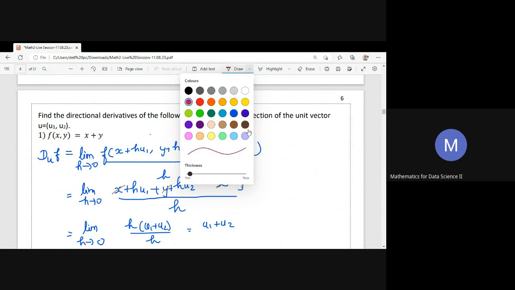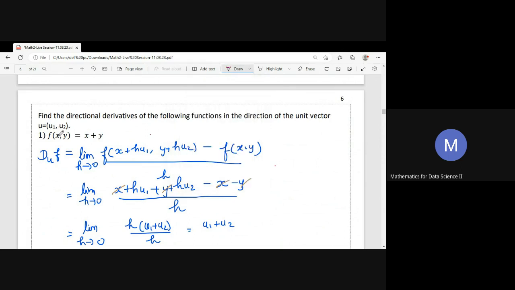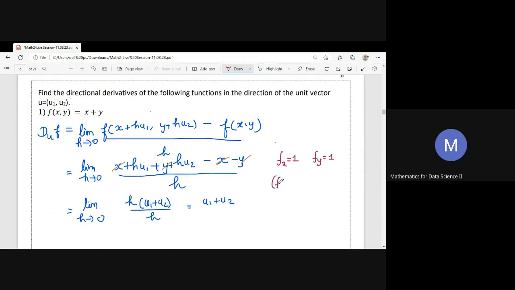What is the partial derivative of f with respect to x? 1. What is the partial derivative of f with respect to y? Again 1. So you consider fx comma fy, which is 1 comma 1, and then take the dot product with the unit vector u1, u2. That gives u1 plus u2. Did you see that it matches your directional derivative? It is not coincidental.